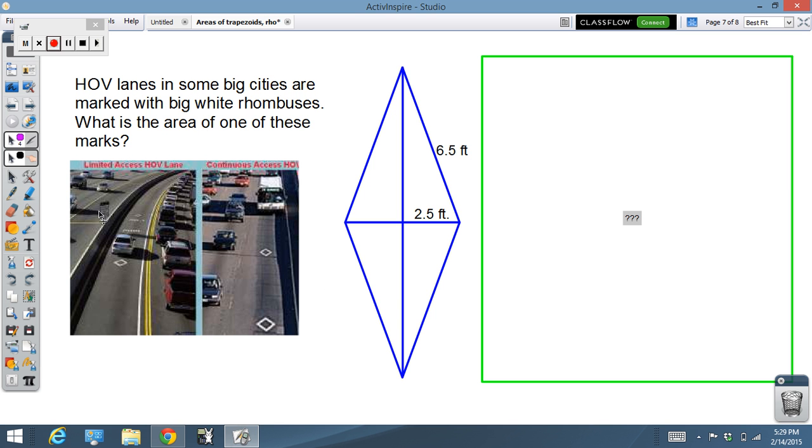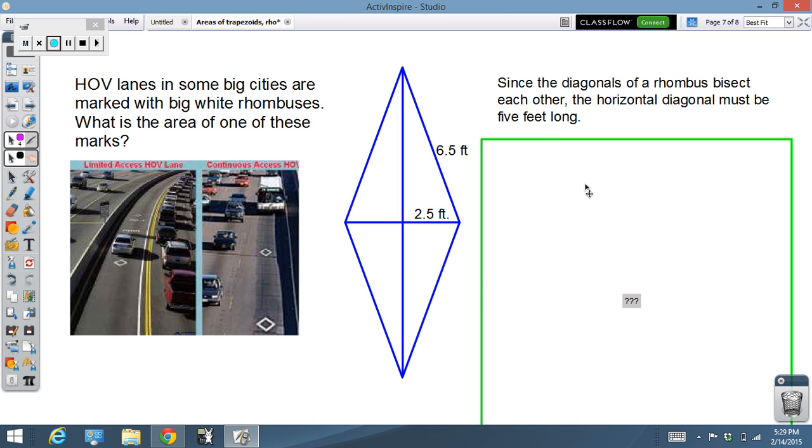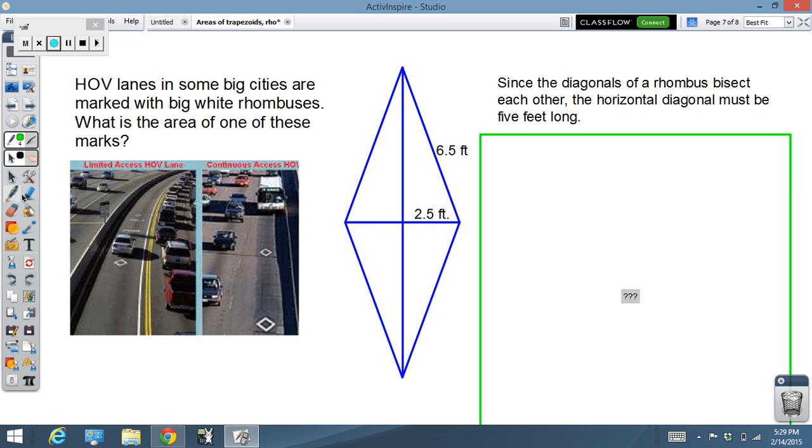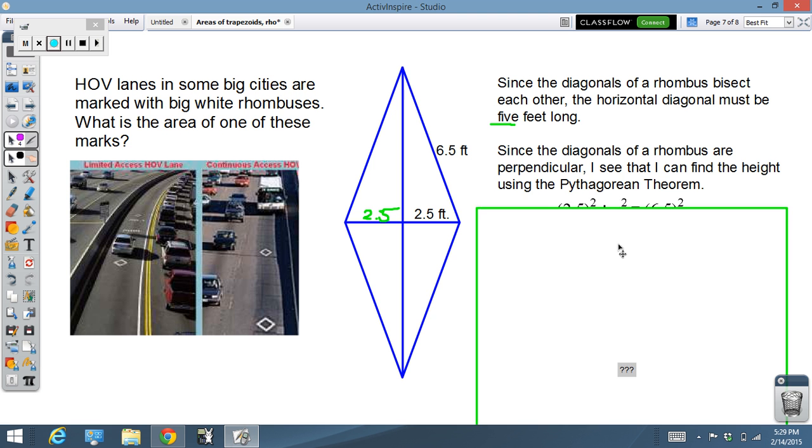Okay, HOV lanes in some big cities are made with these big old white diamonds. Here are some dimensions. Pause, think about it. Here comes your solution. Now, since the diagonals of a rhombus bisect each other, if this is 2.5, this must be 2.5. Therefore, the horizontal diagonal must be 5 feet long. Now, how about this height, the other diagonal?